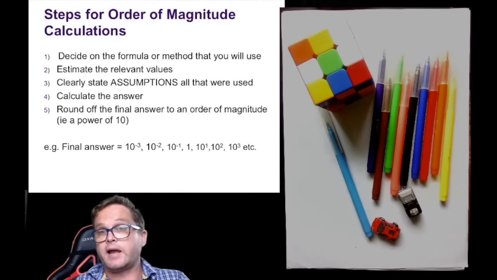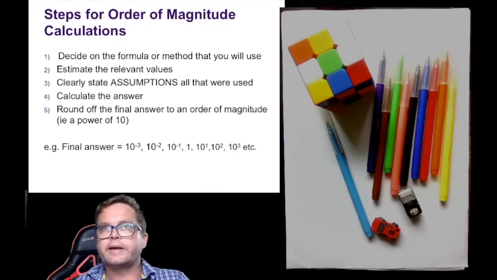So if we're interested in how many ping pong balls will fill a room, then a method that we might use is to calculate the volume of a room, and then calculate the volume of a ping pong ball, and then divide the volume of the room by the volume of one ping pong ball, and that would tell us how many ping pong balls would fit in the room. So that's the formula or the method in that case. We need to estimate relevant quantities. For example, we may estimate that the diameter of a ping pong ball is a certain number of centimeters.